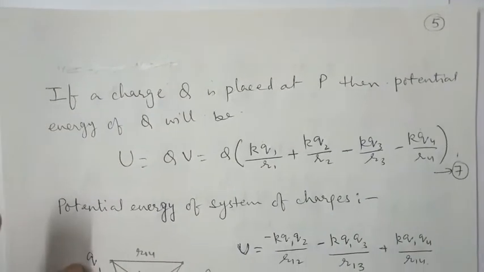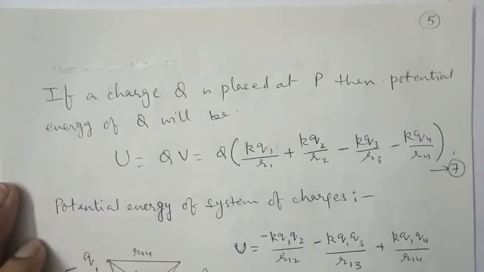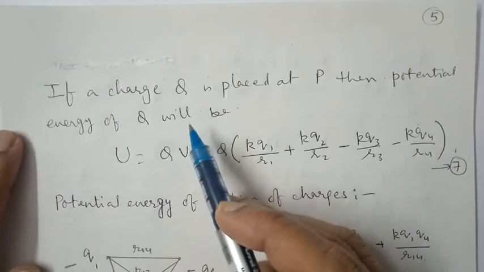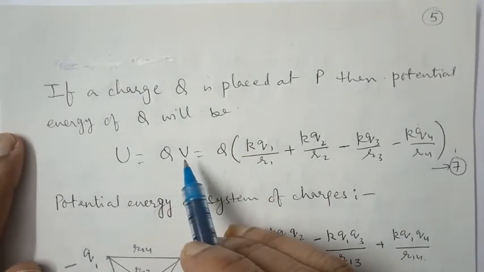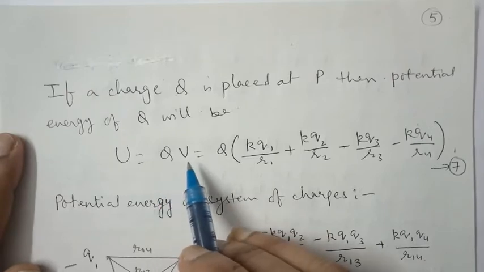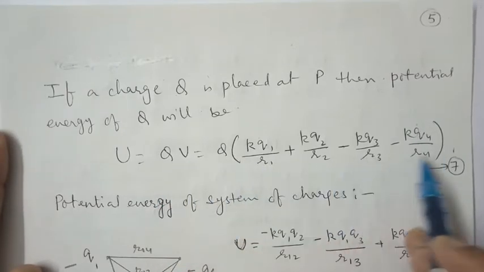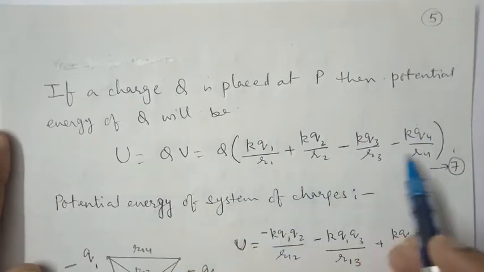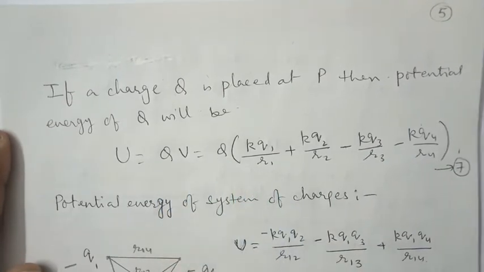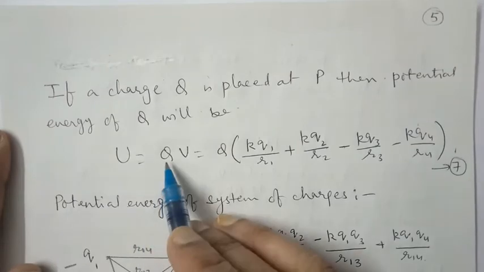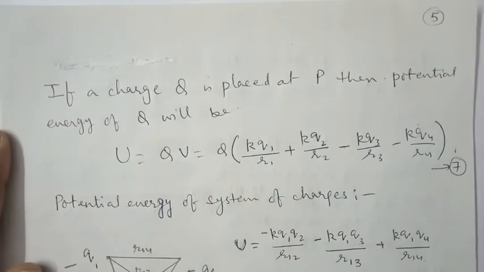So, if at that point P a charge capital Q is placed, then simply by multiplying this Q with V, we can find out what will be the potential energy. So, this was the expression for potential due to that system of charge. If I multiply it with Q, that is the total potential energy of the charge Q.